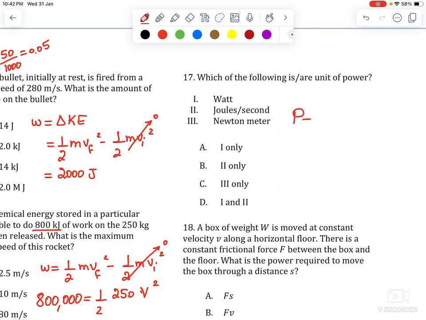Question number 17, which is true about the unit of the power. I know that the power equals the work divided by the time. So it is joules per second, or I also call it the watt. So watt is okay. Joules per second is okay. Newton meter is not for power. Newton meter, I don't know if you remember, it was for torque. So basically, I only agree with 1 and 2.